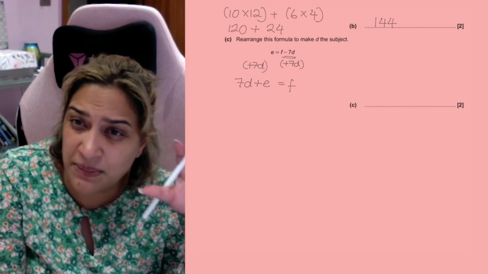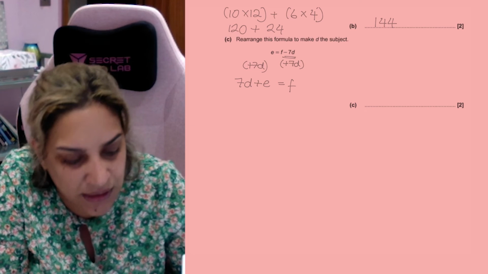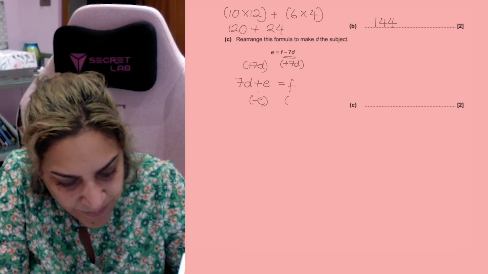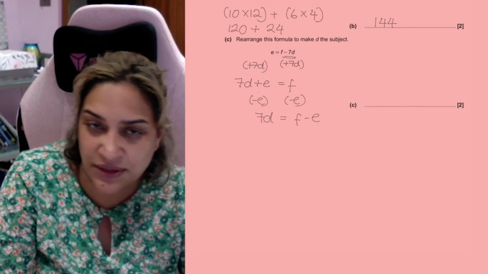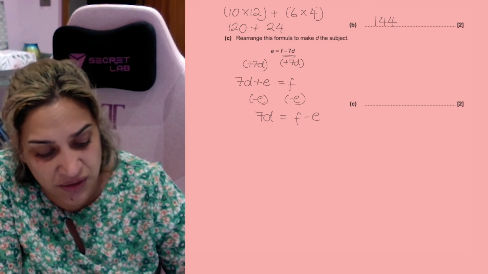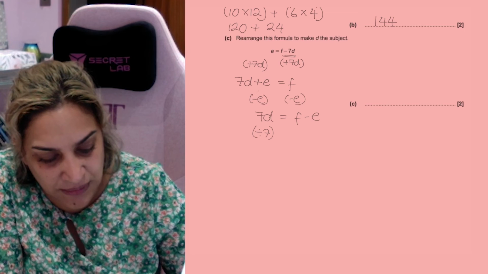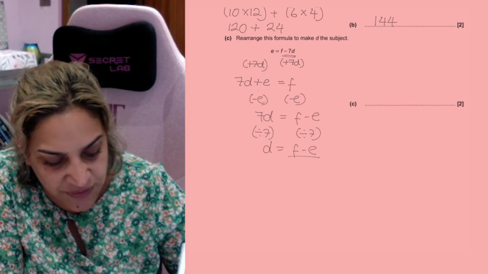Okay, so now we want D on its own. If we were to cover up the 7D, we've got this extra plus E. So we want to get rid of that. 7D equals F minus E, because when we minus it on the left-hand side, it disappears. And now we want D on its own, so we're going to divide by 7. So D equals F minus E, all over 7.